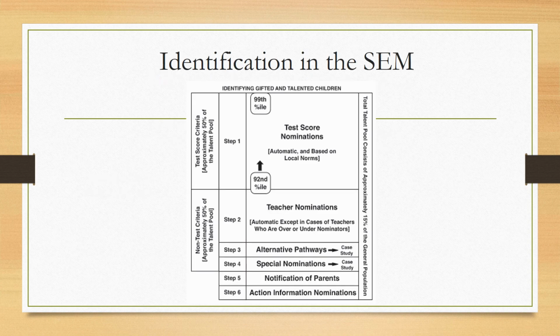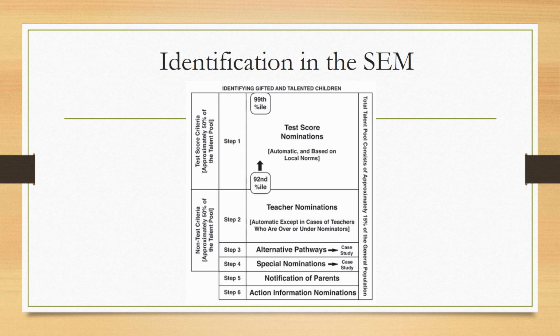So that's the definition of what makes a child gifted and talented in the SEM model. So let's follow that up with identification. How are students identified in the SEM model? So we've talked a lot about universal screening, and that's the screening of every student, looking at every student for the potential for being gifted.